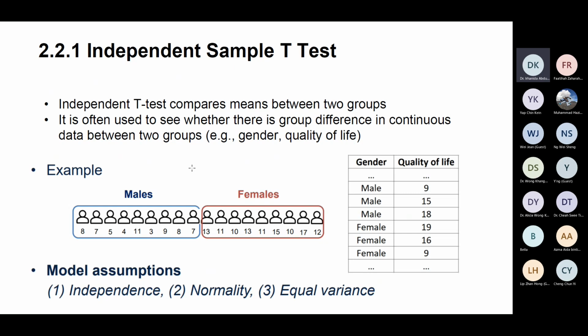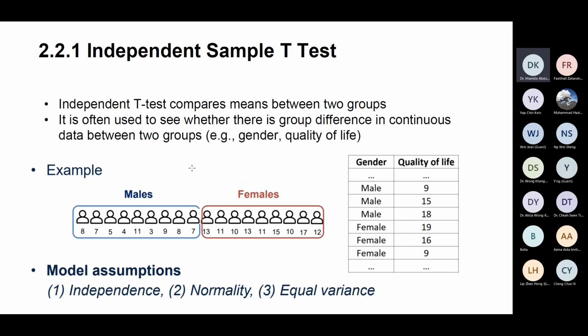We want to see the comparison of means between these two groups. Because remember, means can represent the performance of the group. So we want to compare the means of these two groups. The independent t-test is often used to see whether there is a group difference in a continuous variable between the two groups, like gender and quality of life, things like that.